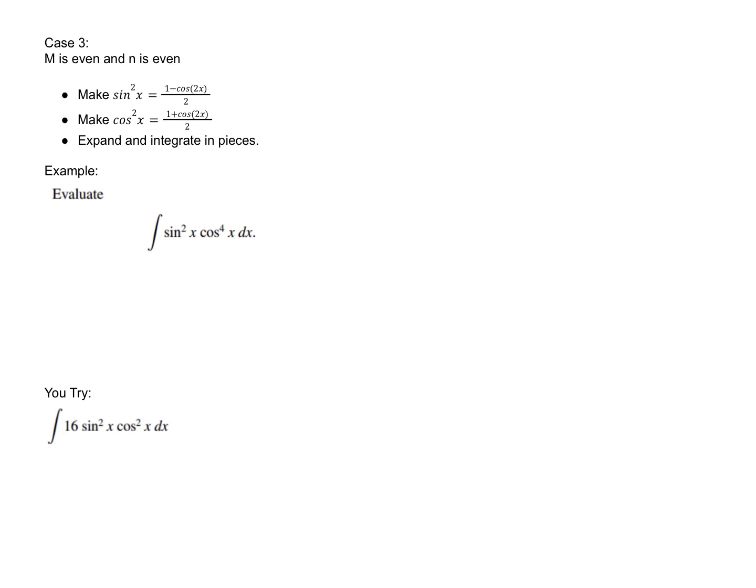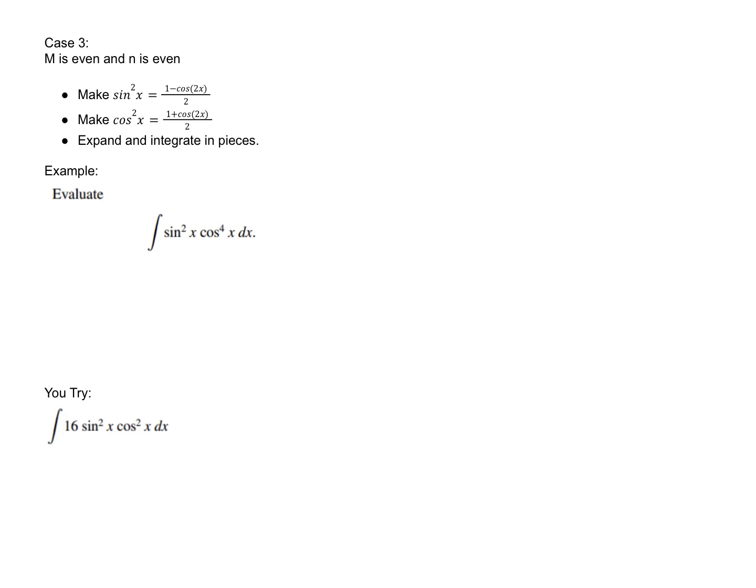Welcome to case 3. Case 3 is when m is even, as it was in case 2, but now n is also even. So in the first example, you can see you have a square on the sine and a fourth power on the cosine. So they're both even.